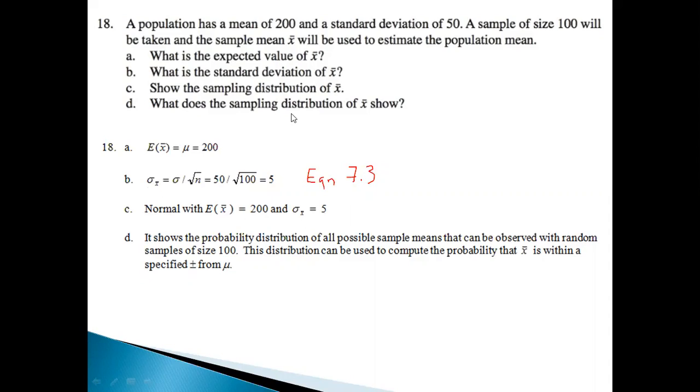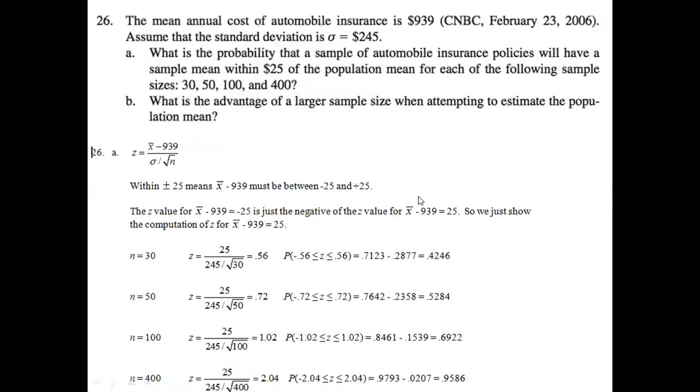Now, what does the sampling distribution of x bar show? Well, it shows the probability distribution of all possible sample means that can be observed within a random sample size of 100. Now, this distribution can be used to compute the probability that x bar is within a specified plus or minus 0.05 or whatever from mu, and we'll be seeing that here in a little bit.